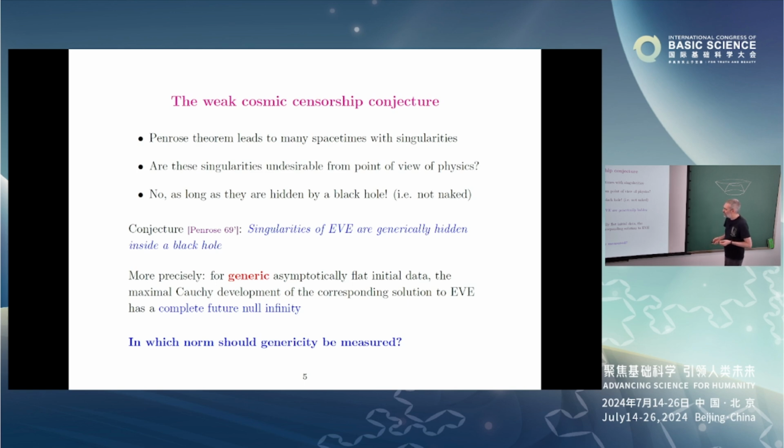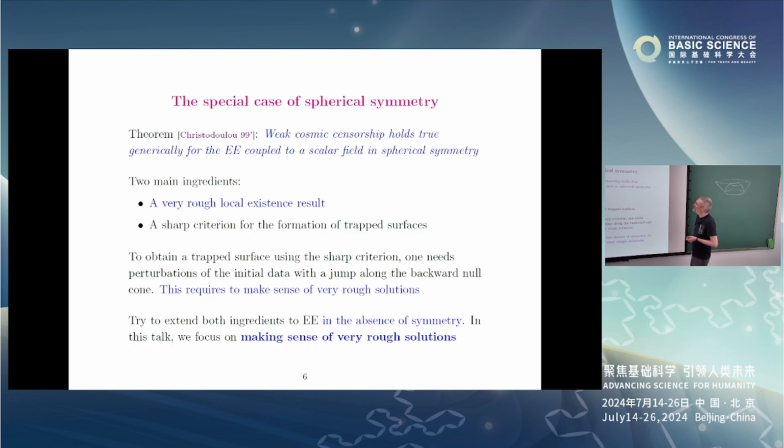Okay, so maybe to go to something more tractable, let me give you one example where this conjecture has actually been solved. I should say that in general, it's a completely open problem, probably at least as hard as the Navier-Stokes Millennium problem. But in spherical symmetry, there is a remarkable and very influential proof by Demetrios Christodoulou from 1999, which settles the case of spherical symmetry.